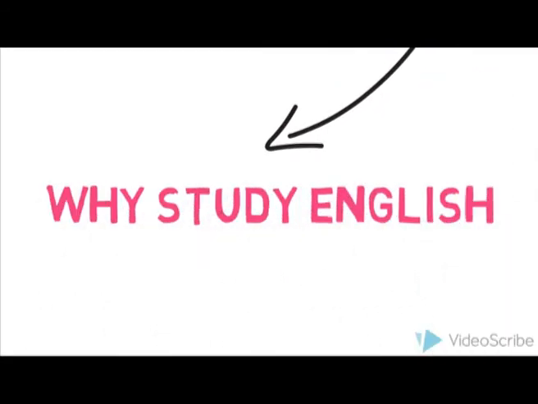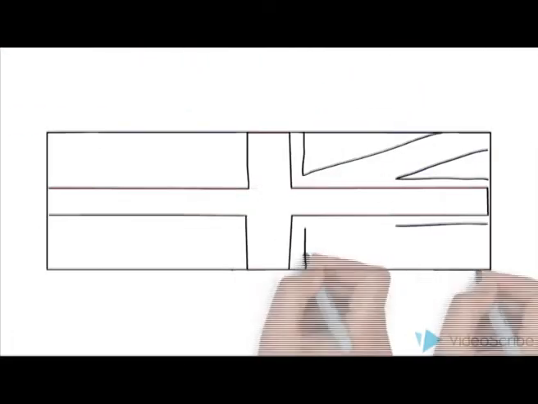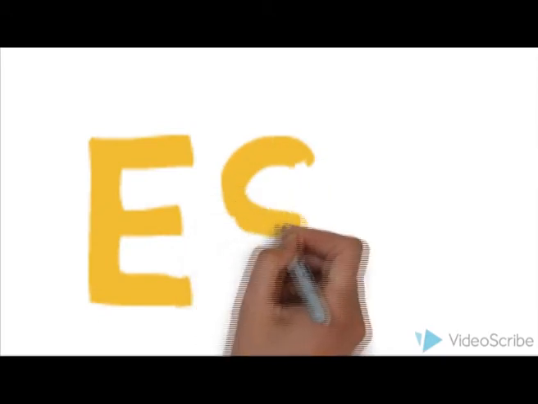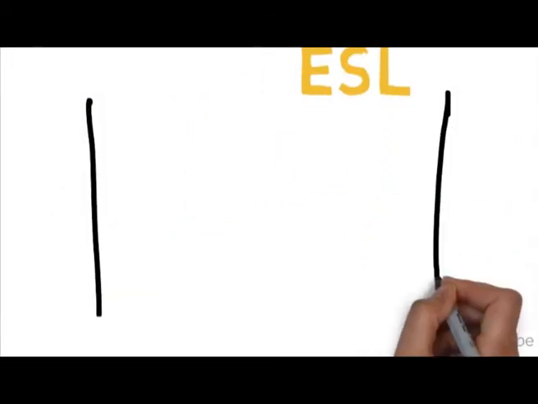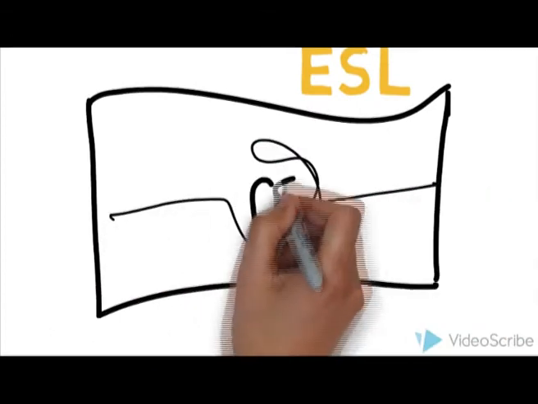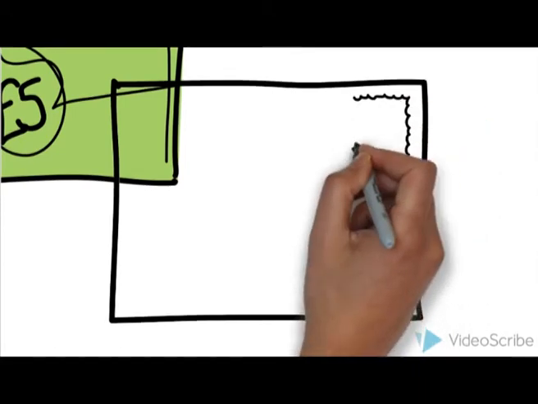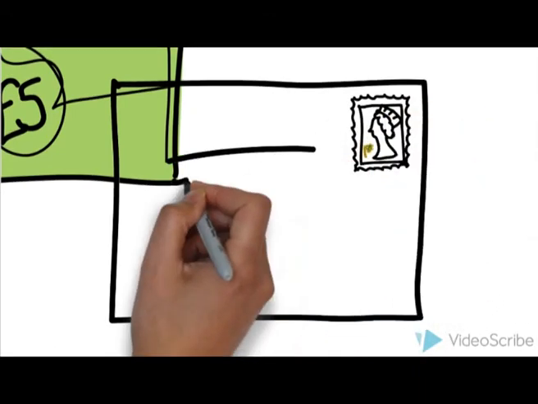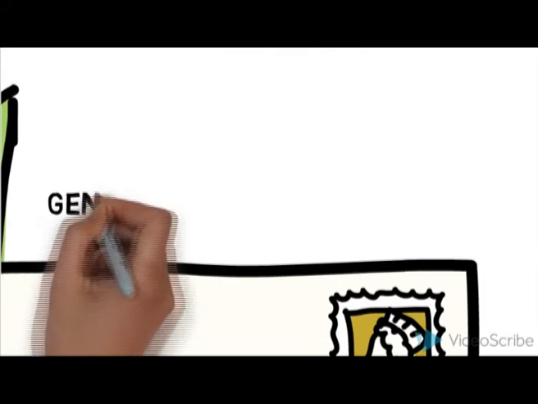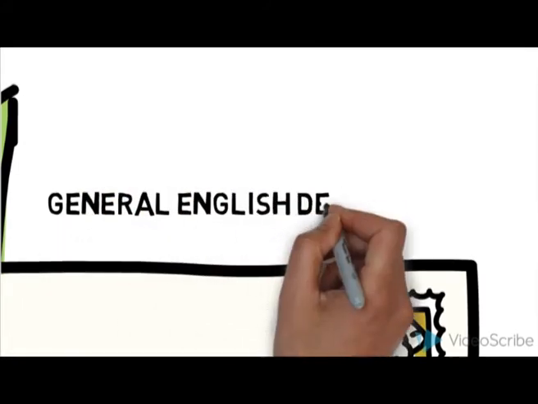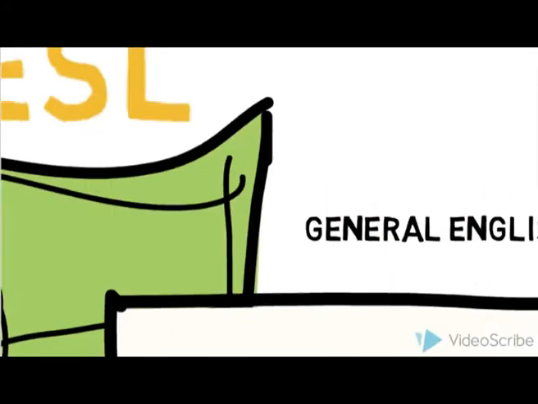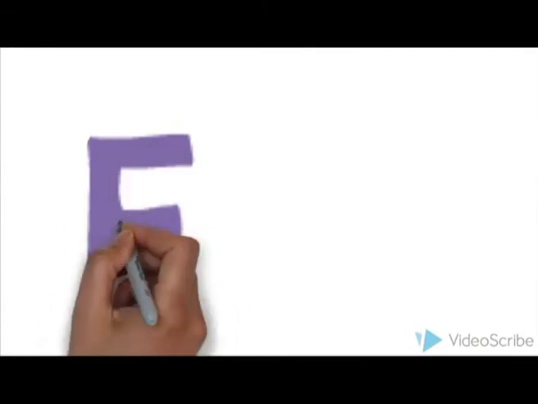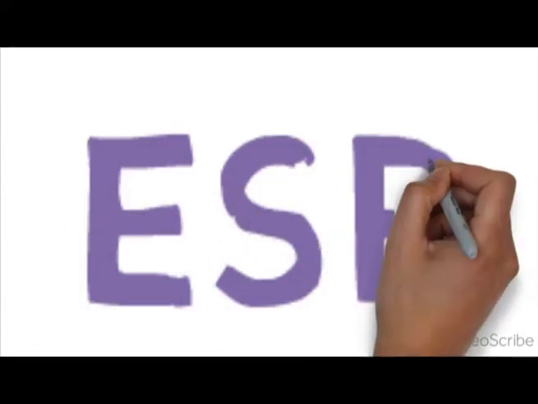And another very important aspect is the reason why students are studying English. Related to this, we have English as a second language. Students living in the target language community. Recent immigrants and refugees. Fill in forms, write particular kinds of letters, and general English development.